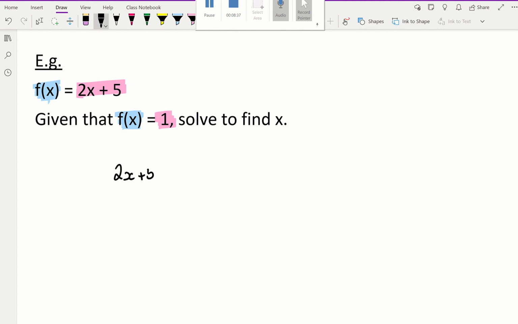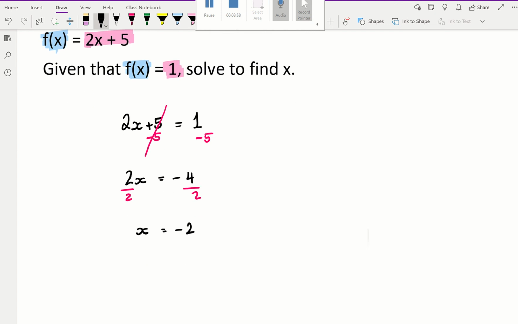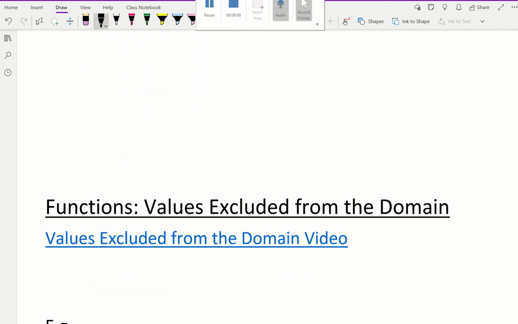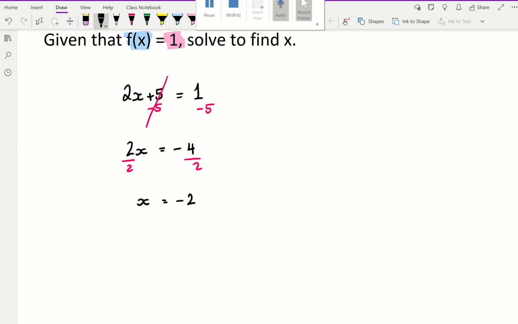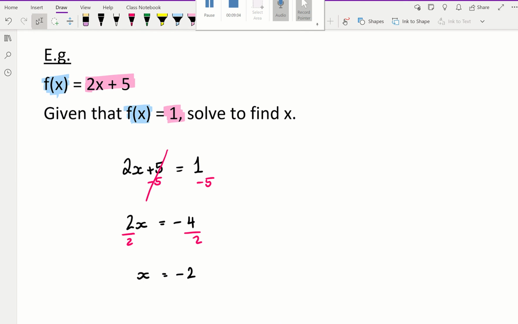So this becomes a simple equation. 2x plus 5 also equals 1. And I start to solve. Take away 5, take away 5. 2x equals -4. Divide by 2, divide by 2. So x equals -2. And you've solved to find x. And this is the last thing I want to do on this video.